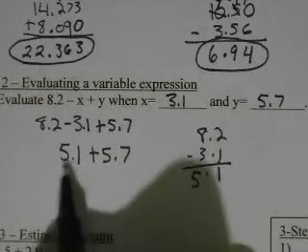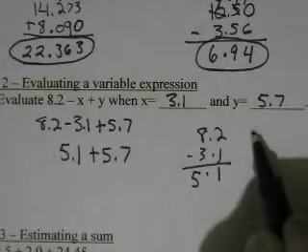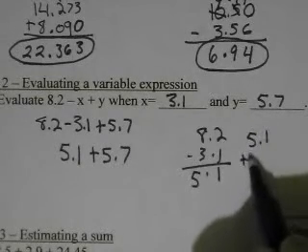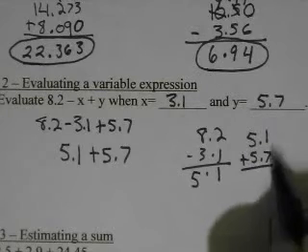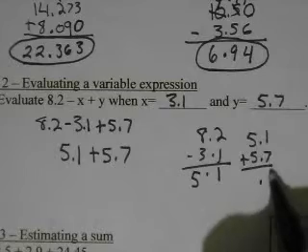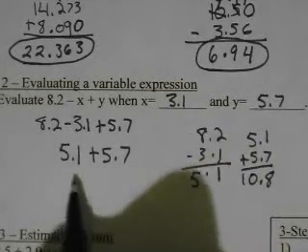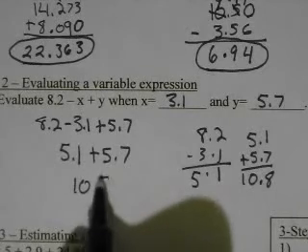New problem. 5.1 plus 5.7. Again, maybe off to the side of your paper, 5.1 plus 5.7. Add it up. Decimals lined up perfectly. 1 plus 7 is 8. 5 plus 5 is 10. So when we add this together, we got 10.8.